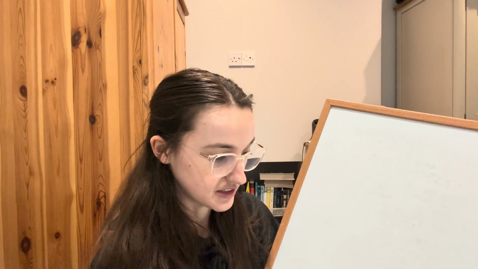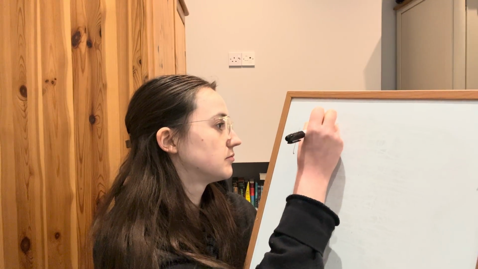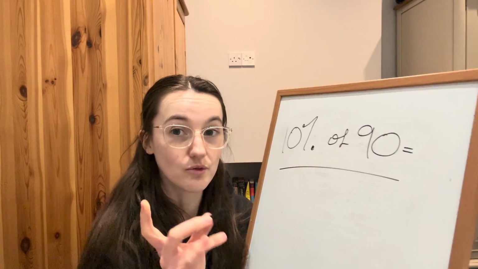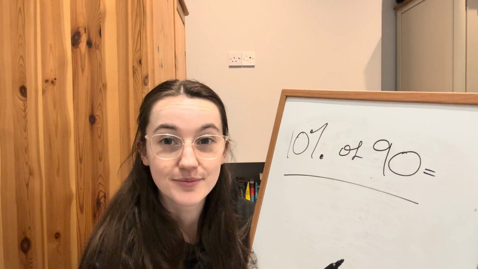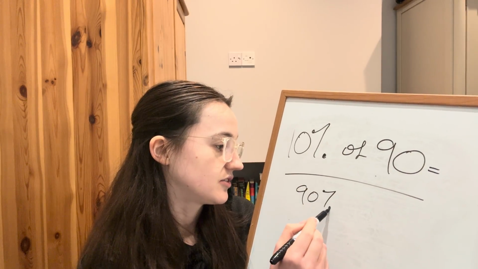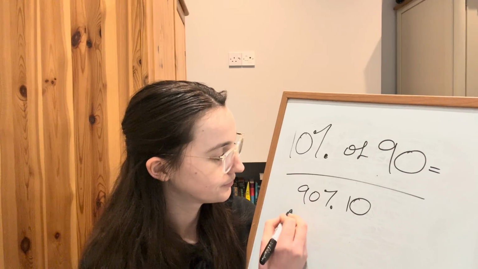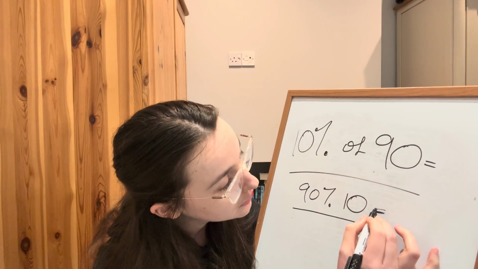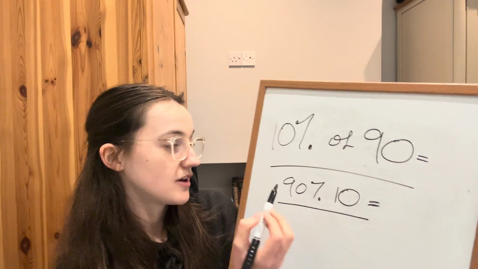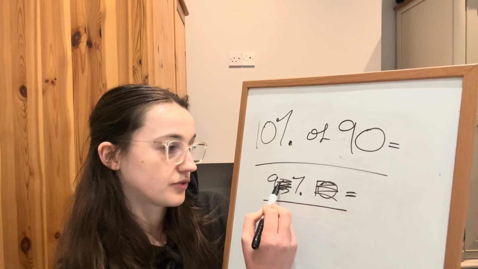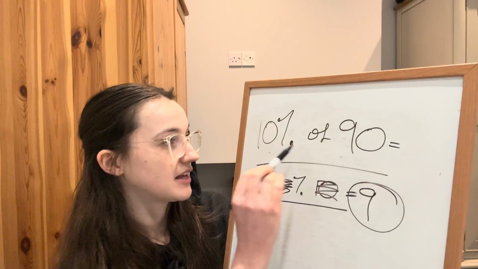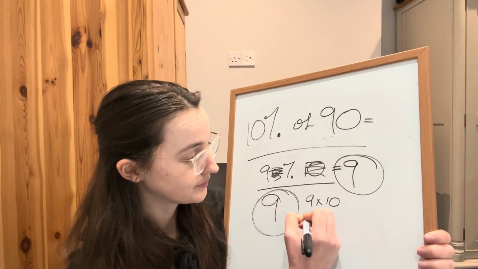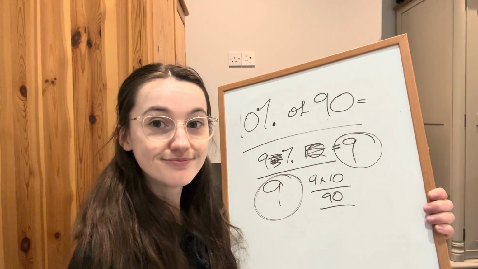Okay, so the first one is 10% of 90. Okay, 10% is really easy. You just divide the number by 10. So it's just 90 divided by 10. What do you get? 9. Very good. All you have to do is take off the naught, okay? And it gives you 9. So 10% of 90 is 9. And how you know that is 9 times 10 is 90. Okay? Alright.